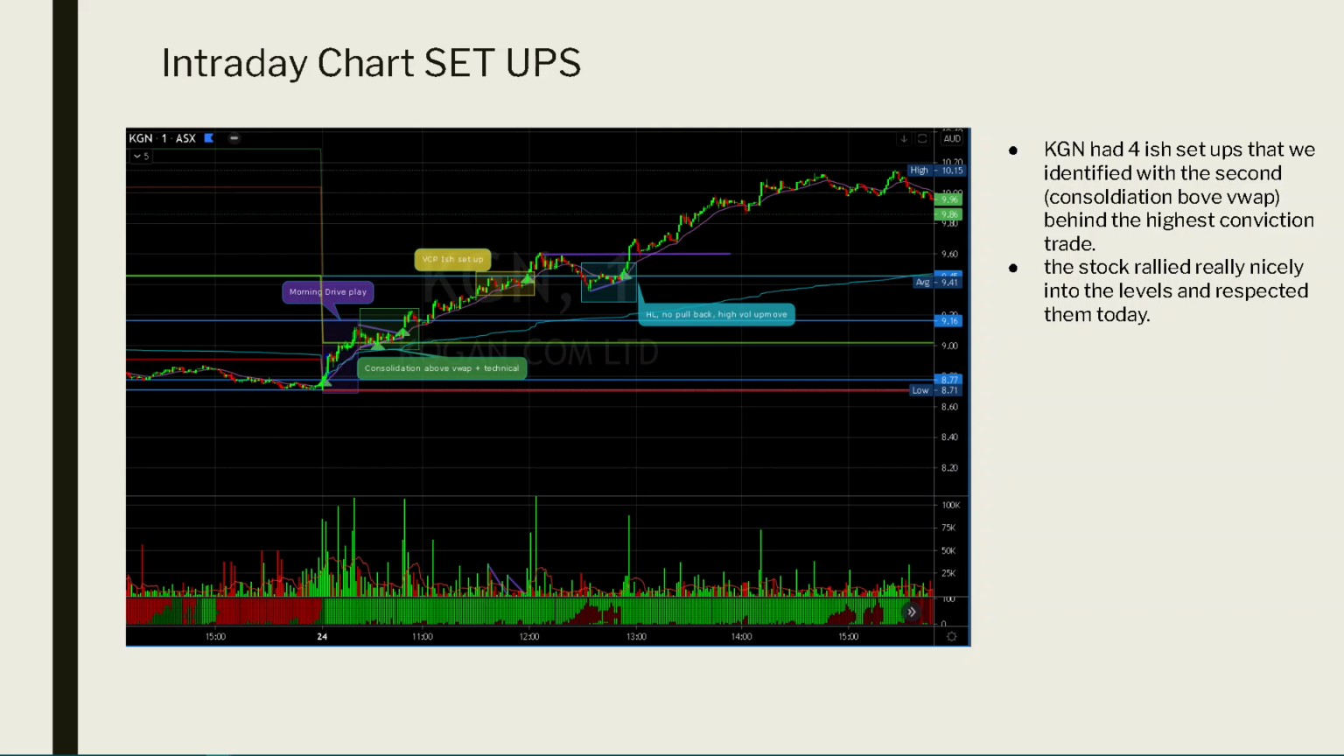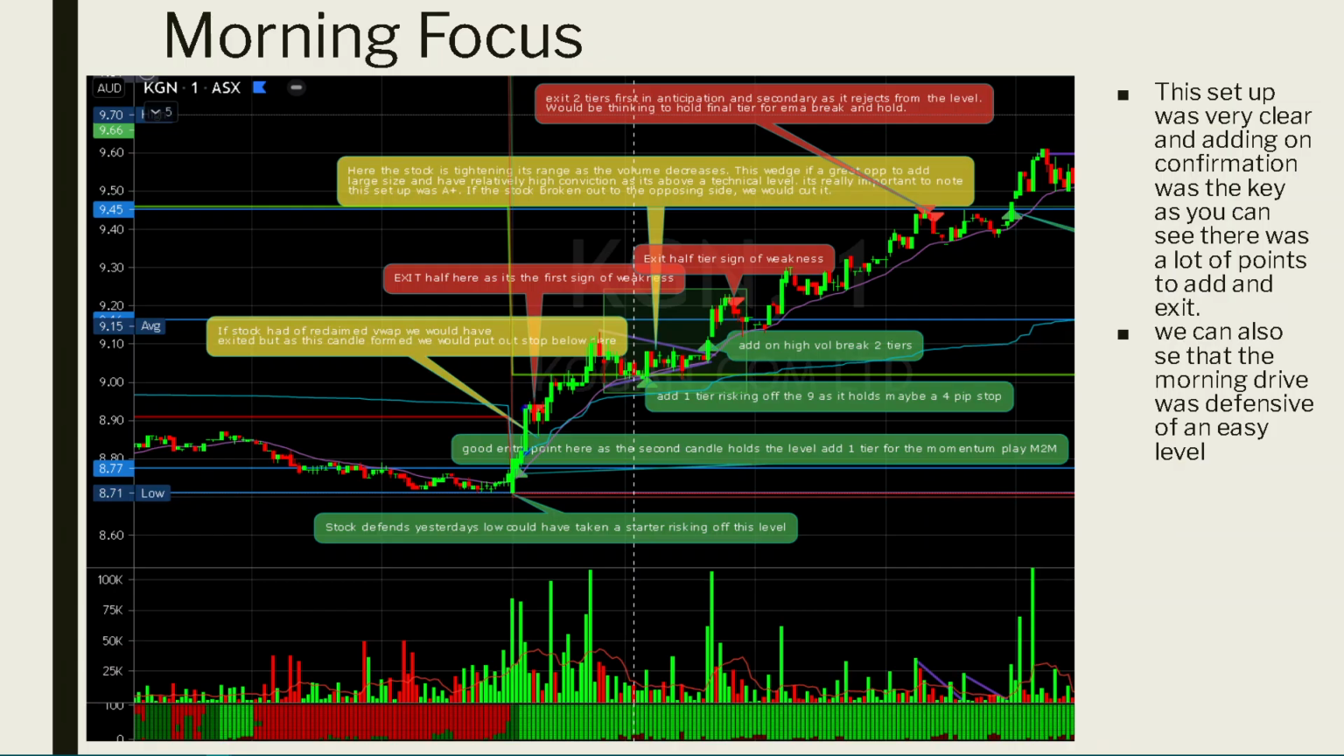And so on the next one, we'll show the morning focus here. You can see that it defended the level very clearly. You could have easily taken a starter there, but I probably would have been a bit more likely to take a starter on the second candle as it held VWAP a little bit and held the next level, which was 77, a little bit as well.